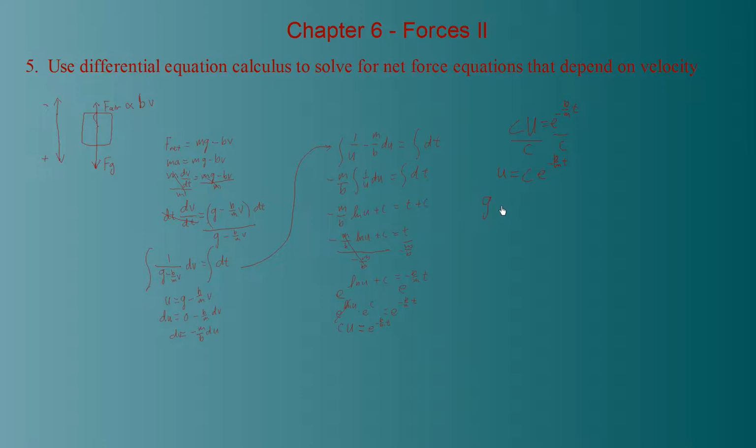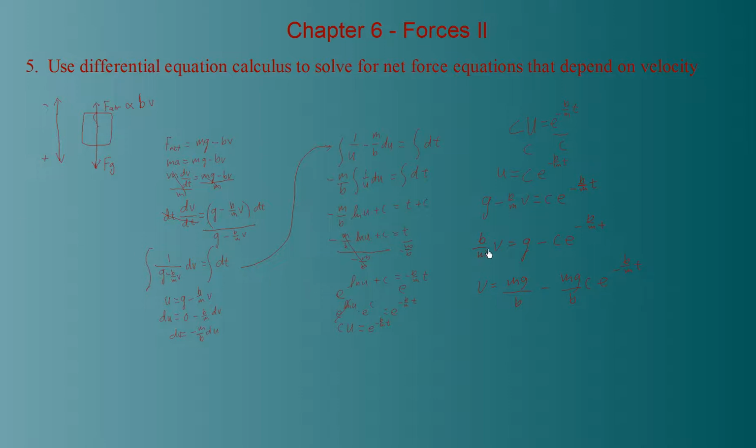So we got g minus b over m v equals c e to the negative b over m t. We're going to solve for v, so let's get v by itself. We got b over m v equals g minus c e to the negative b over m t. v equals m g over b minus m g over b c e to the negative b over m t.